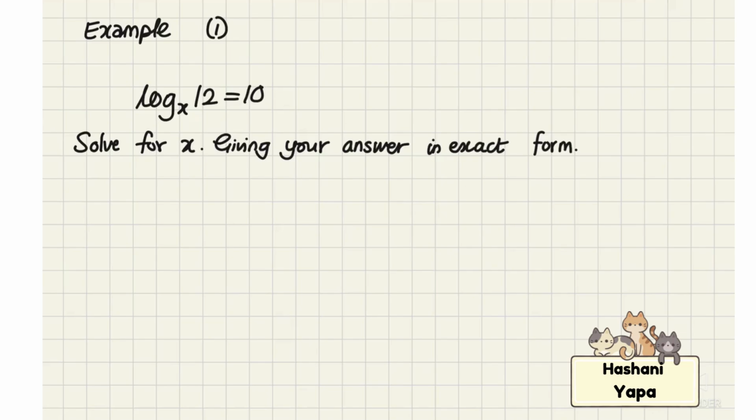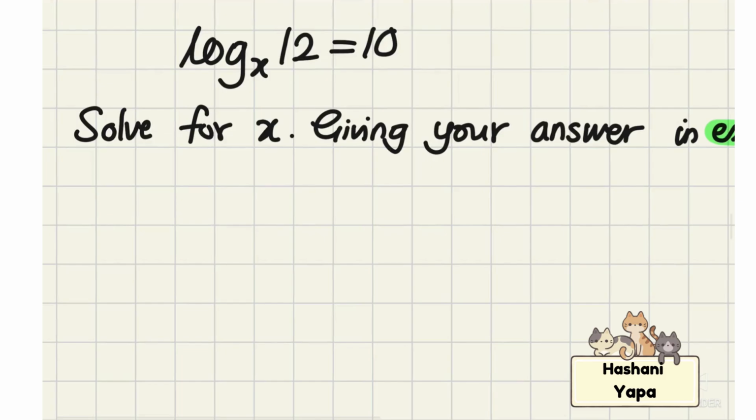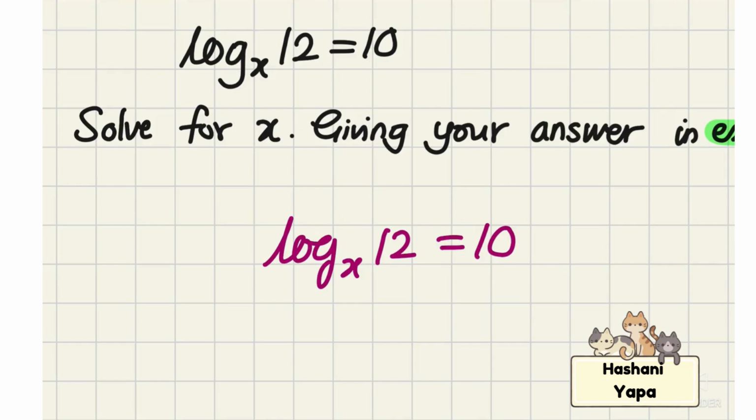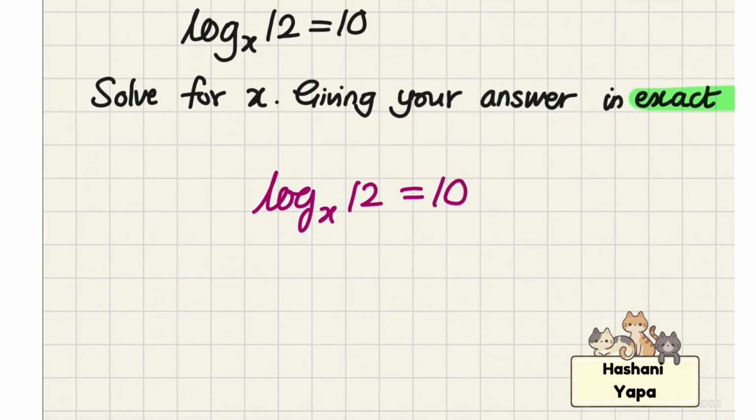Okay, let's look at some questions. You have to solve for x here. Log_x 12 equals 10. You have to find x in the exact form. So how can we solve this? I'll rewrite this: log_x 12 equals 10. By applying what we learned previously, we can say that x to the power 10 equals 12. Go in this cycle format. x to the power 10 equals 12.